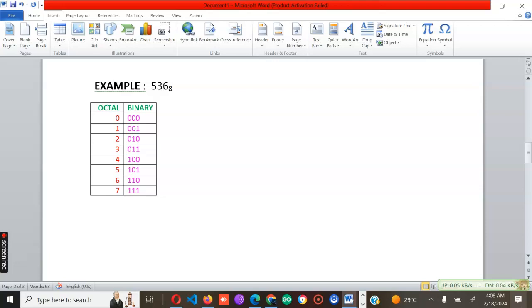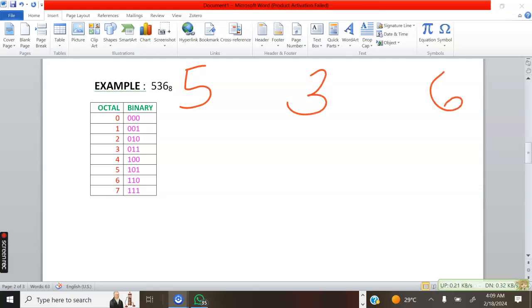Okay, let me do it now. So my number is 5, 3, 6. From the table, you can see that the value for the 6 is supposed to be 110.